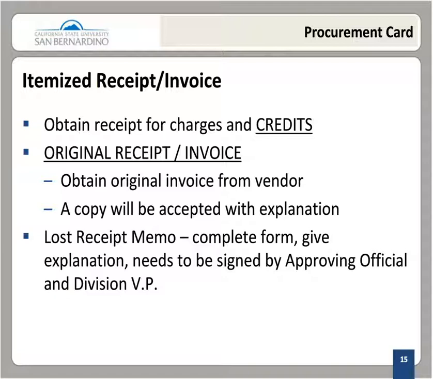If you lose the receipt, you must complete and submit a lost receipt memo. You, your approving official, and your division vice president must sign this memo. Include the memo with the monthly procurement card report. If you lose more than 2 receipts in a 12-month period, your card can be suspended.